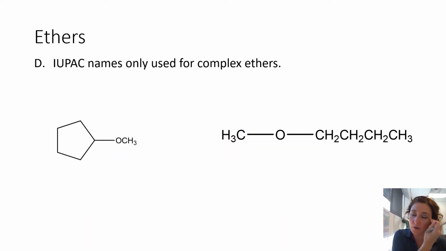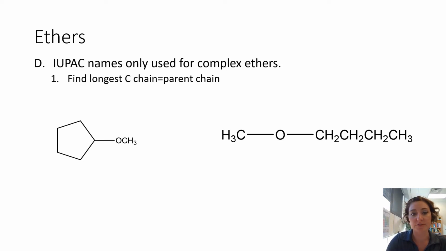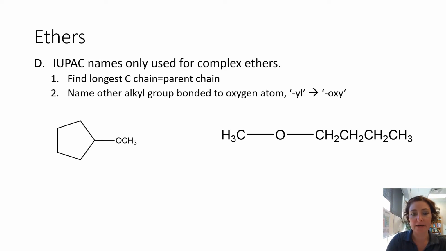Common naming is reserved for simple ethers, and that's mostly what we're going to see in this class, but every now and then you're going to come across a more complex ether, and when you do, you're going to have to use the IUPAC system for naming those. You're going to start where you always start. You're going to find the longest carbon chain, and you're going to make that your parent chain. So you're going to look on one side of your oxygen and then look at the other and figure out which side has a longer chain.